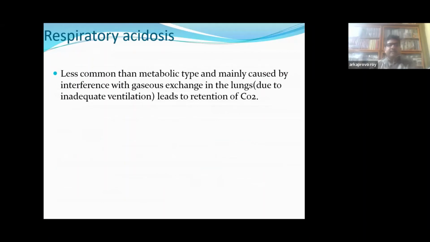Next comes respiratory acidosis, which is less common than the metabolic type and is mainly caused by interference with gaseous exchange in the lungs, leading to CO2 retention.